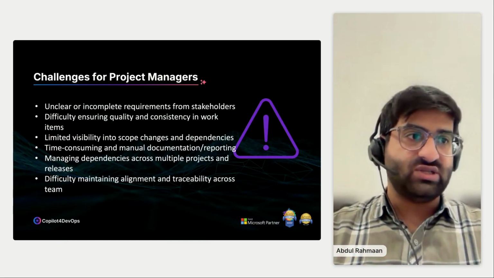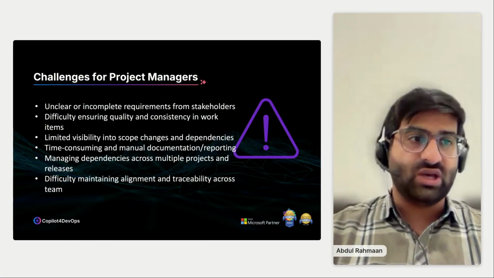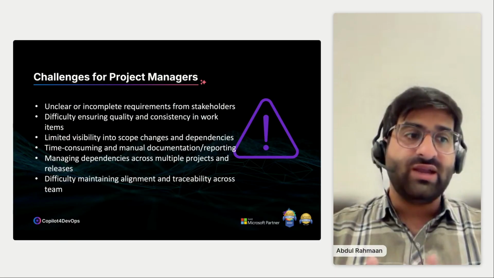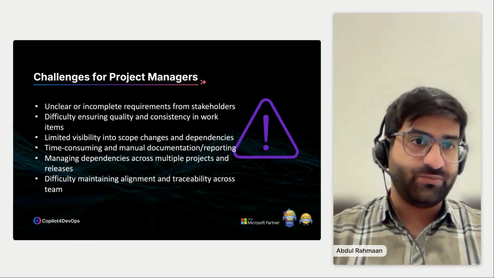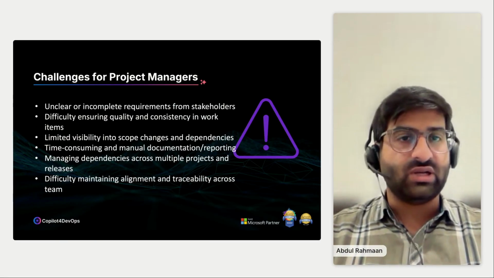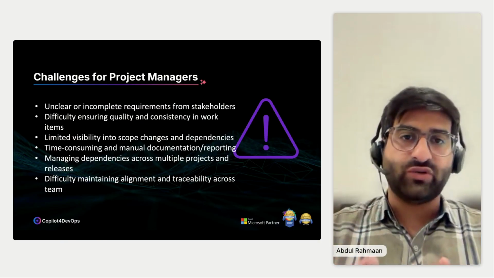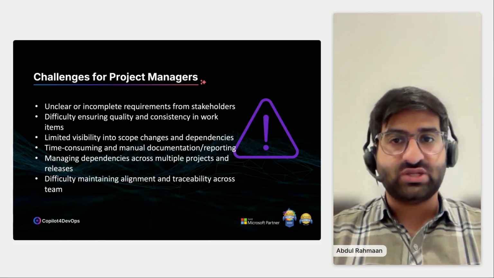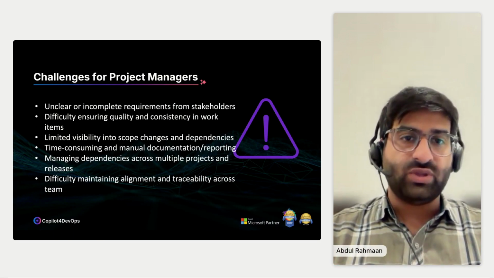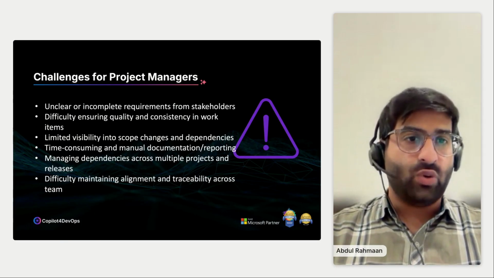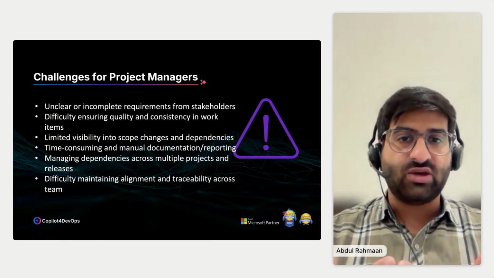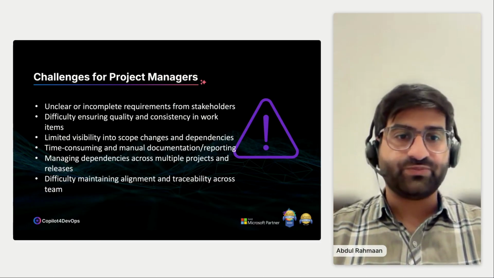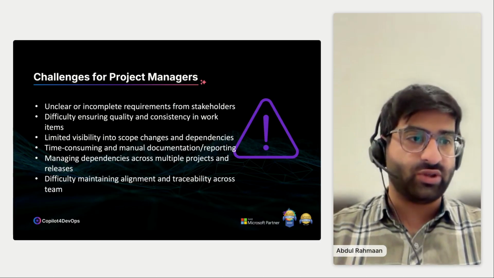So these six challenges define our daily reality, from managing unstructured inputs to dealing with constant scope changes, dependencies, and endless documentation. The six points we have are: unclear or incomplete requirements, difficulty ensuring quality and consistency in work items, limited visibility into scope changes and dependencies, time consuming and manual documentation, reporting or managing dependencies across multiple projects and releases, and difficulty maintaining alignment and traceability across teams.